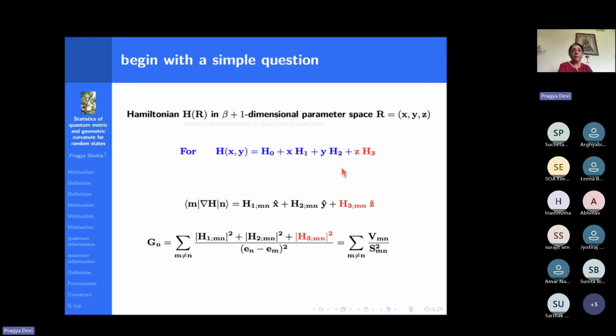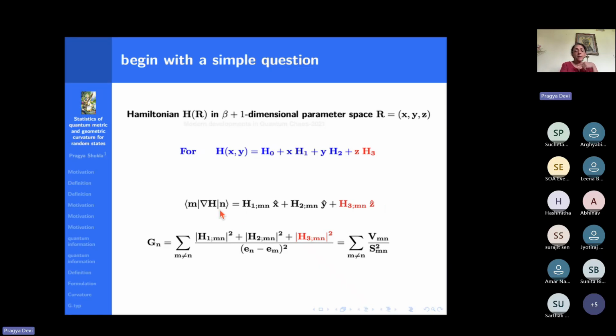I will not talk about this Z part, so let me just confine myself to this part. Again, I'm taking the same Hamiltonian, the initial Hamiltonian H0 perturbed by terms H1 and H2 with strength parameters X and Y.